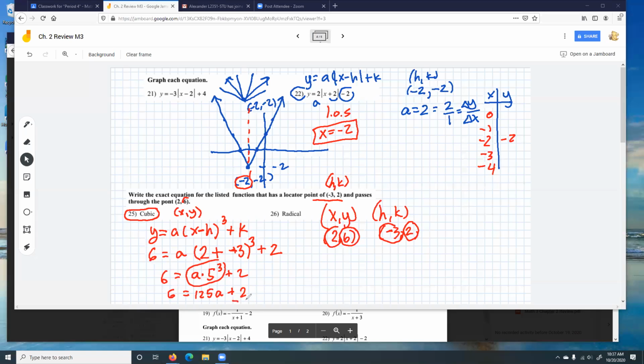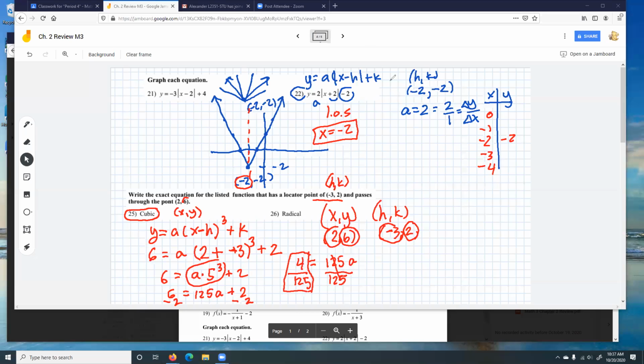Then I'm going to minus 2 from both sides. 6 minus 2 is going to give me 4 is equal to 125A. And the last step is going to divide by 125, divide by 125. So my A value, the number in front of the function, is this really small fraction. And you kind of know when you did it right because they tend to be perfect squares and perfect cubes. 4 is a perfect square. 125 is a perfect cube, and this is a cubic. So I found the A value.